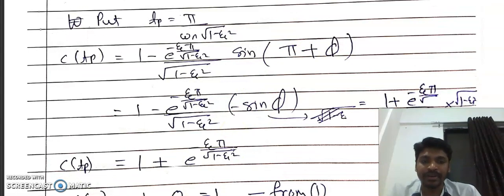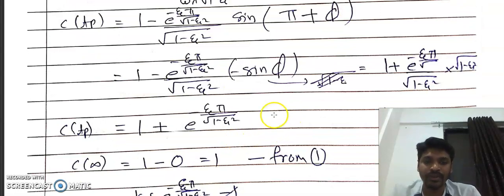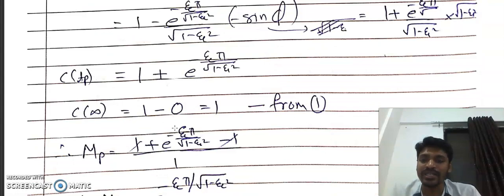And then what you can do from the triangle, this minus minus will become plus. So it will be 1 plus. And from the triangle we have seen sine phi is root of 1 minus zeta square. So just substituting the value of sine phi here, this root of 1 minus zeta square and the denominator will get cancelled. And finally we will get the value of C of Tp as 1 plus e raised to minus zeta pi by root of 1 minus zeta square.